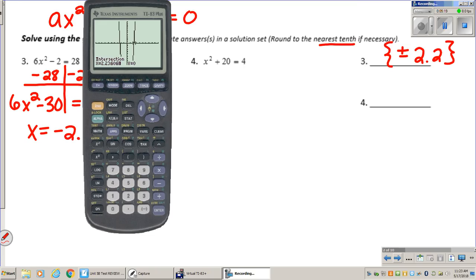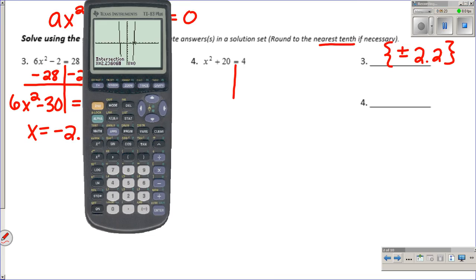Okay, so if you take a look at number 4, you're going to see that it's not in standard form. The equation equals positive 4, so we're going to subtract 4 on both sides of the equation. We're going to combine like terms, so this simplifies in standard form to x squared plus 16, since 20 minus 4 is plus 16, and 4 minus 4 gives us our 0. So we're trying to see, when does x squared plus 16 equal 0?